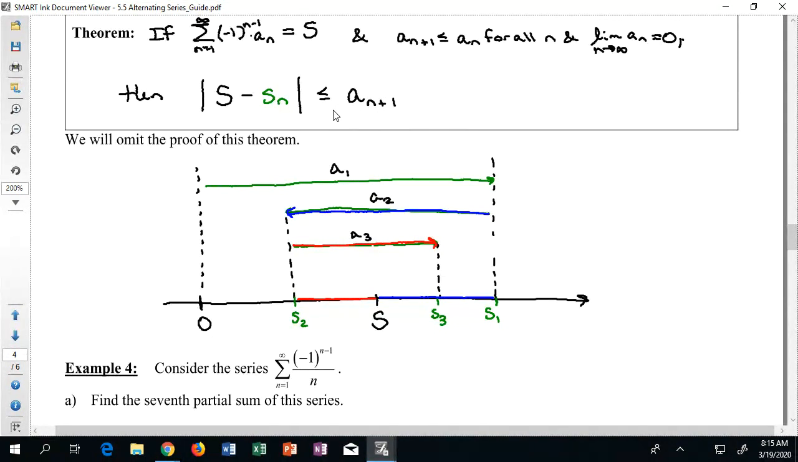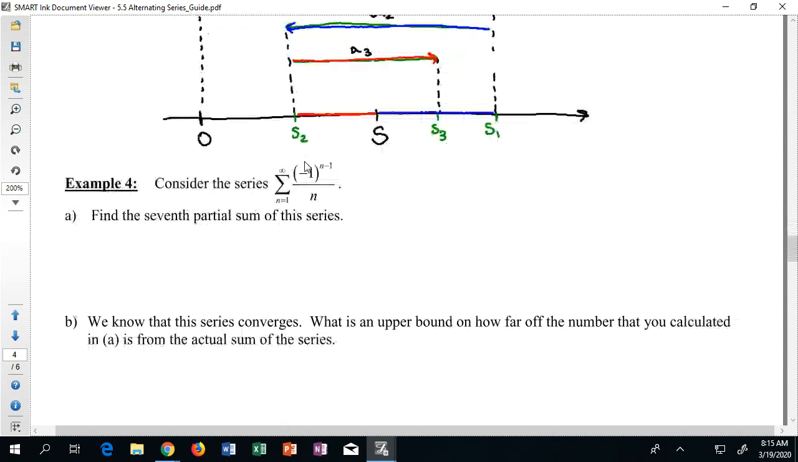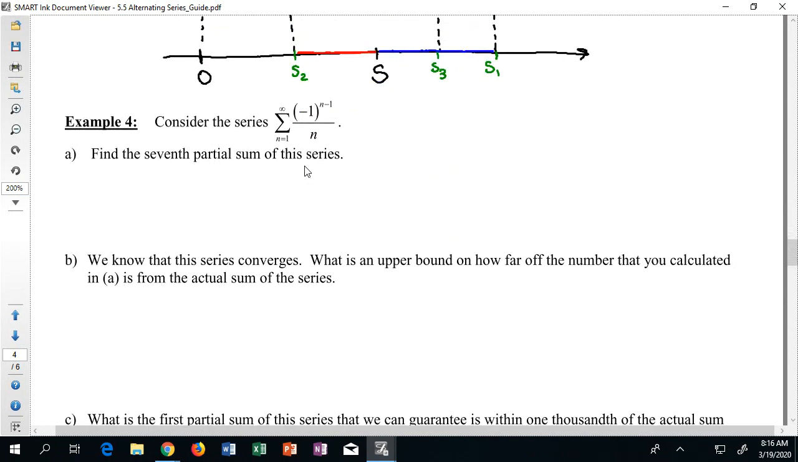So this is a really powerful theorem, but what it allows us to do is to make some really important and impressive approximations about the actual sum of the series. Let's take a look down here at example number 4 to see how this works. Again, we're going to look at the alternating harmonic series. Now, the first part here is very simple. I just want to know, what is the 7th partial sum of this series?